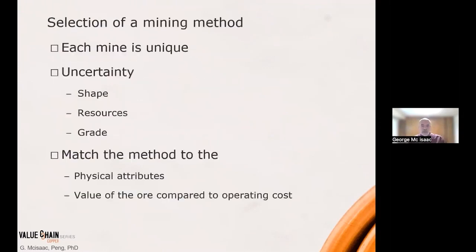So how do we go about selecting a mining method? You have to understand that each mine is unique. Each mine has a different shape, a different tonnage, a different grade, and not only the average grade, but the distribution of that grade throughout the deposit. And you must understand that these shapes, resources, and grades are uncertain. There is no way for us to know these characteristics before we start mining.